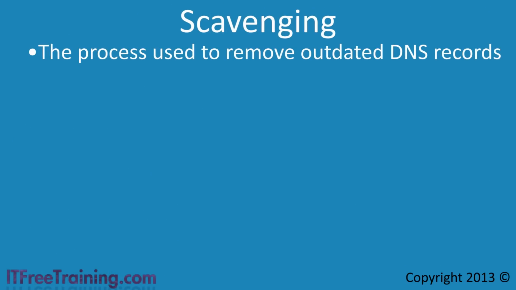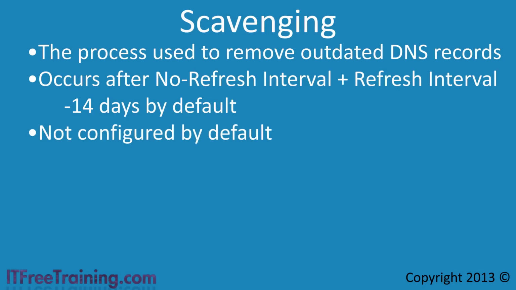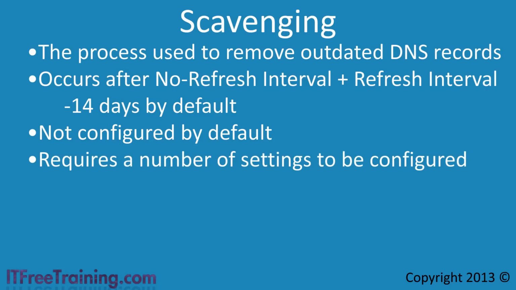Scavenging is the process of removing outdated DNS records. Scavenging looks at the timestamp of the DNS record in order to determine if the DNS record should be removed. This will occur after the No Refresh Interval and Refresh Interval, which is 14 days by default. The important thing to remember with scavenging is that it is not configured by default. In order to configure scavenging, a number of settings need to be configured, which I will look at in a moment. If these settings are not configured correctly, scavenging will not occur.